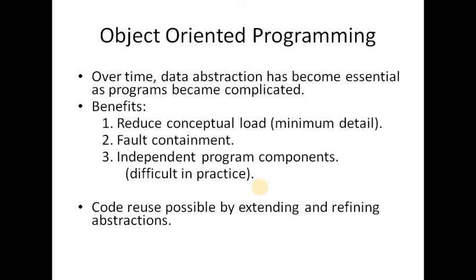So these are the benefits: reduced conceptual load by minimizing details, second is fault containment, and third is independent program components. We can also discuss the difficulties in practice. Another point about object oriented programming is that it reduces code as much as possible by extending and defining abstraction.